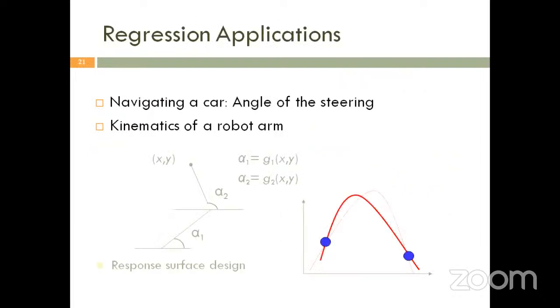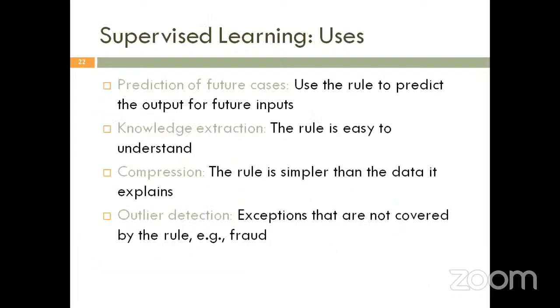Okay, regression applications: you are getting them in navigating a car as well as in the kinematics of a robotic arm. Don't go into further figures here, just so you can get the application, see the applications.